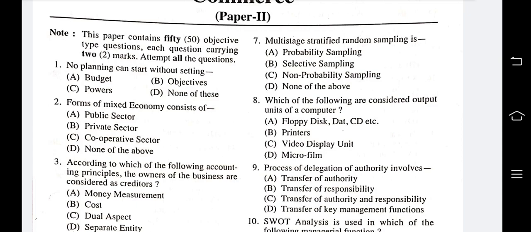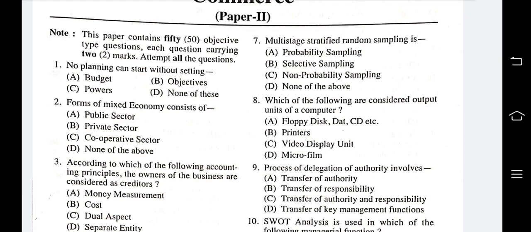Okay. Next question: which of the following are considered output units of a computer? Your options are floppy disk, DAT, CD, etc. Printer, video display unit, microfilm.